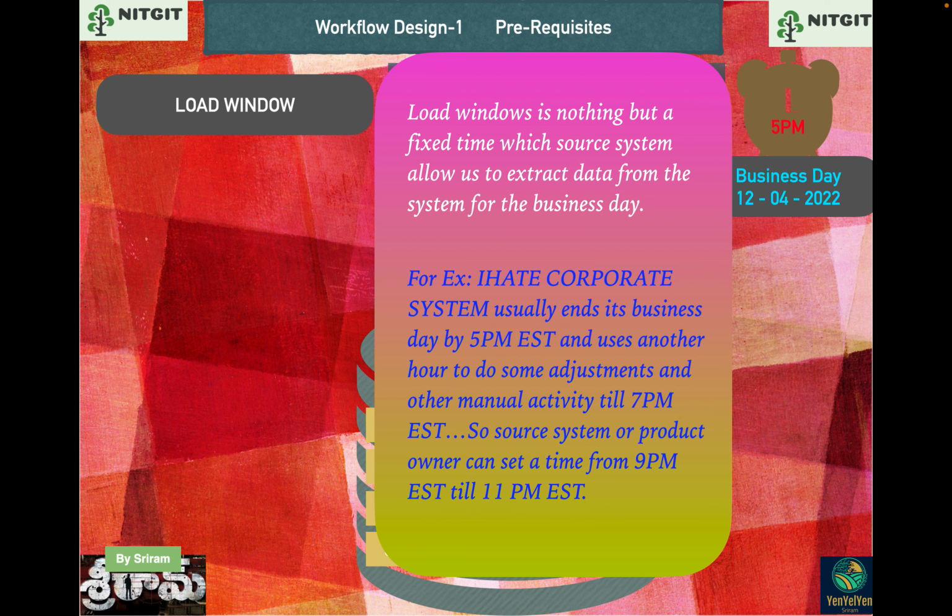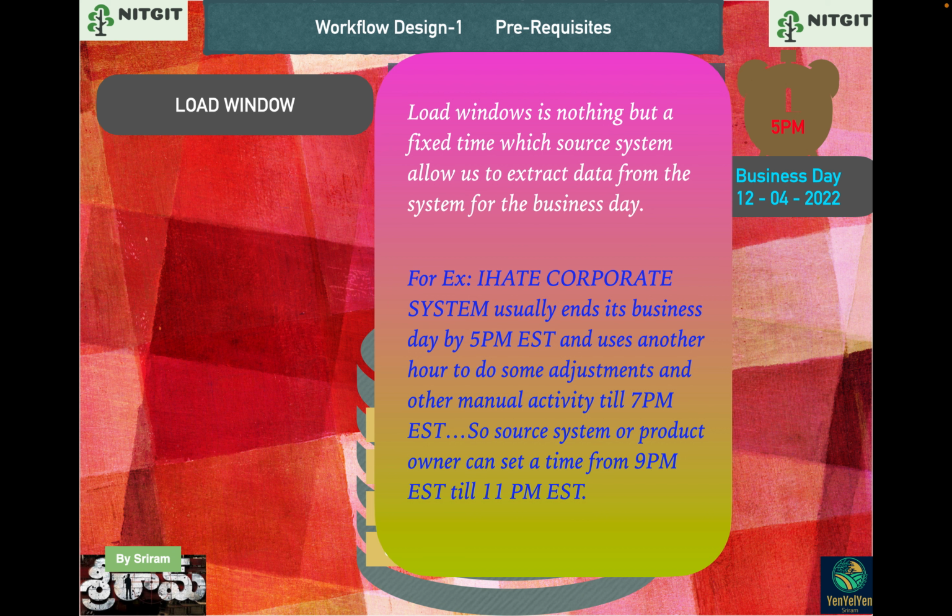So the source system owner allows us to take data from 9 p.m. They have a 1 hour buffer, 7 p.m. to 8 p.m. They just kept some buffer. If the activity is delayed, then 9 p.m. will be the right time for them. So they advise us to take the data from 9 p.m. to 11 p.m., because after 11 p.m. they want to do something else. So on a daily basis, IHCS allows us to extract the data from their system from 9 p.m. till 11 p.m. EST. Did you get the point on the load window?